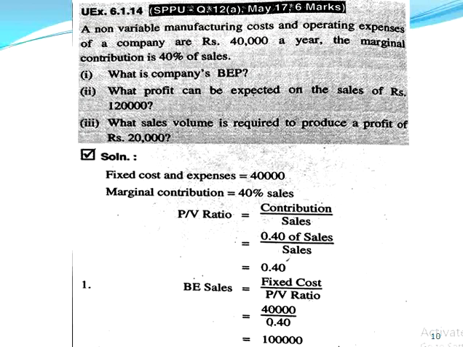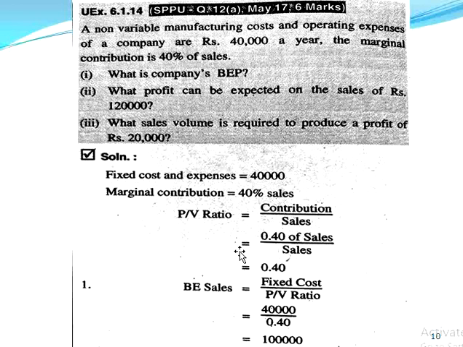Next, the non-variable manufacturing cost and operating expenses of a company are 40,000 a year, that is the fixed cost. The marginal contribution is 40% of sale. First calculate the break-even point, then second, what profit can be expected on a sale of 1,20,000. Third, what sale volume is required to produce a profit of 20,000.